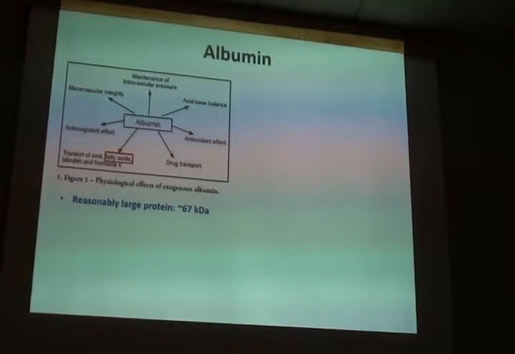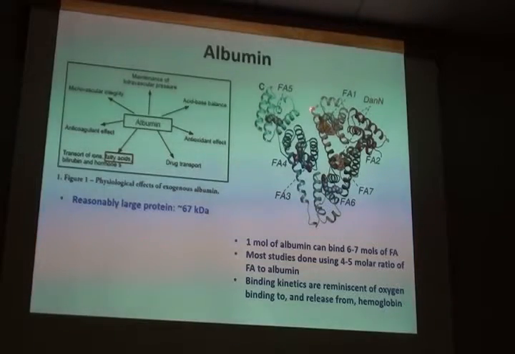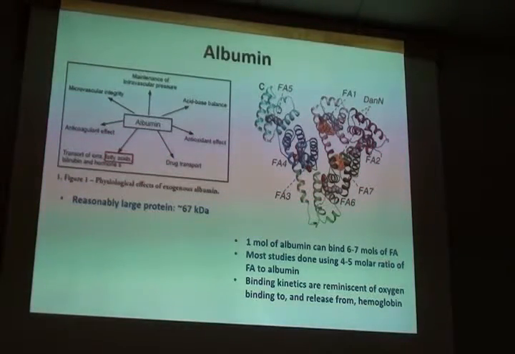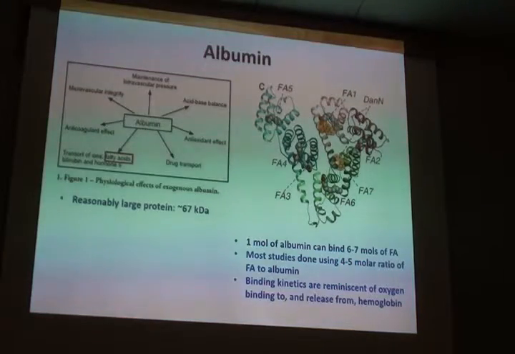It's a reasonably large protein, about 67 kilodalton, and basically 1 mole of albumin can bind anywhere from 6 to 7 moles of fat, and most studies are done at about a 4 to 5 molar ratio, and that's important when reviewing papers or designing your studies, because the binding kinetics are kind of similar, they're reminiscent, I guess, to hemoglobin, at least with the binding of oxygen.